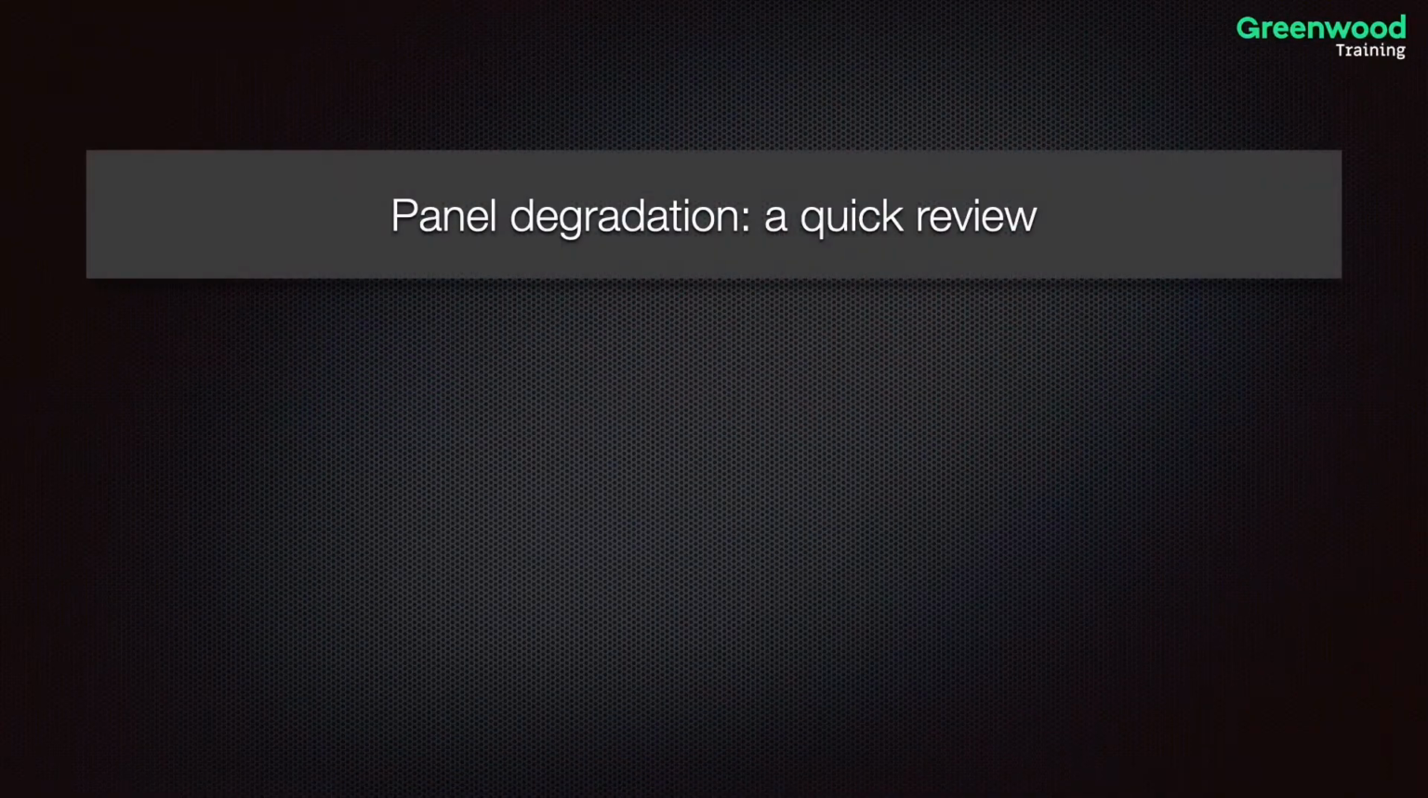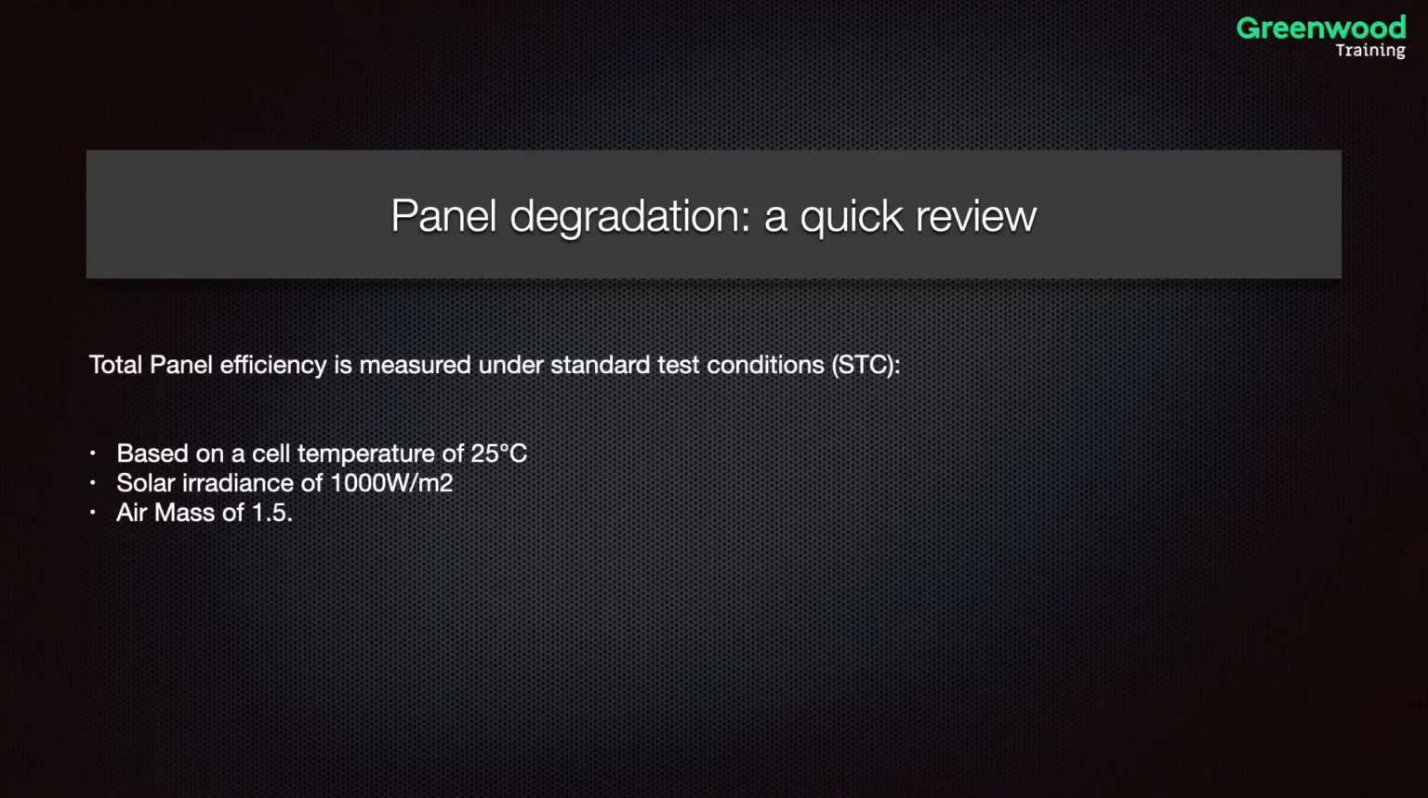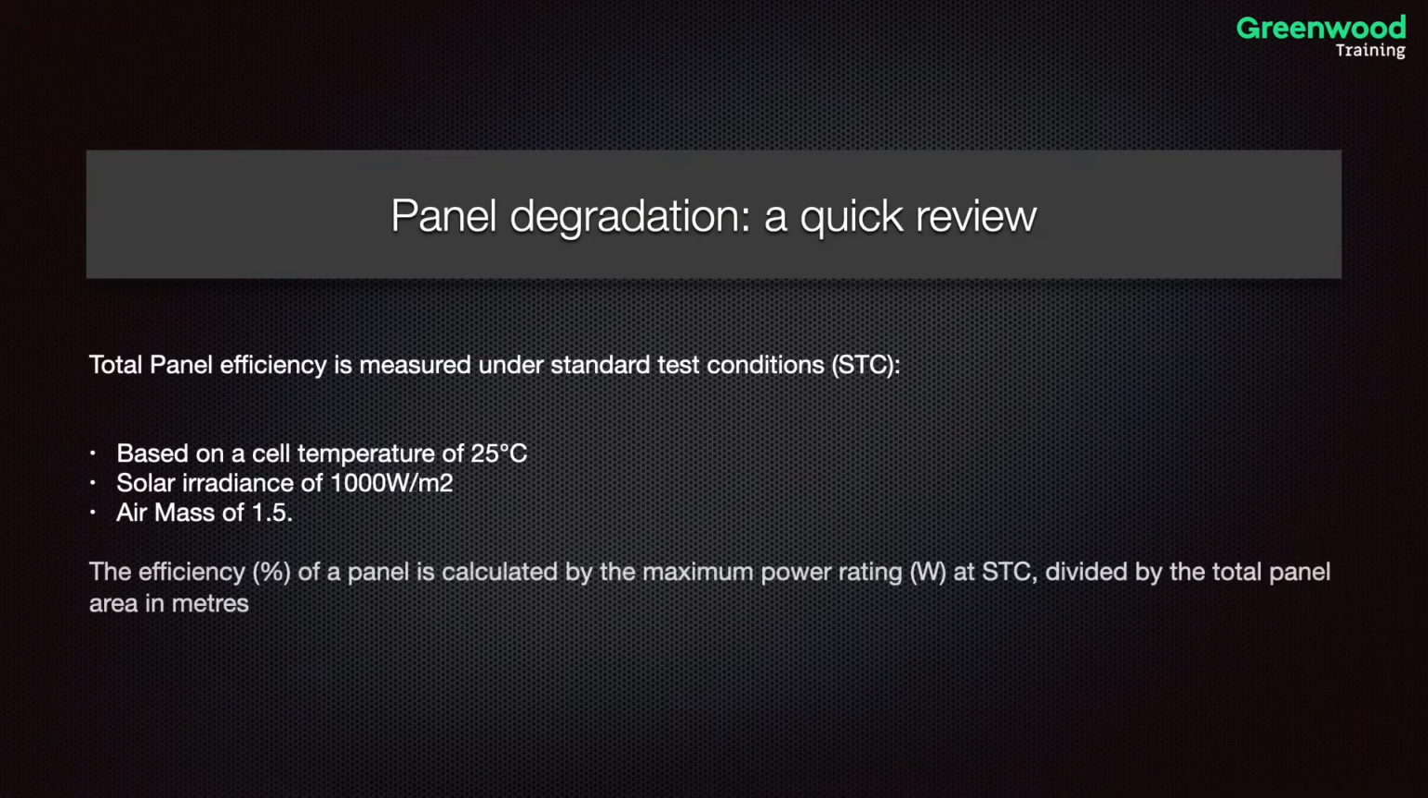Let's get stuck into it. Now, total panel efficiency is measured under standard test conditions. And this is based on a cell temperature of 25 degrees C and a solar irradiance of 1,000 watts per metre squared and an air mass of 1.5. That's how they do the test. And the efficiency of a panel is calculated by the maximum power rating at the STC divided by the total panel area in metres. That's quite simple.